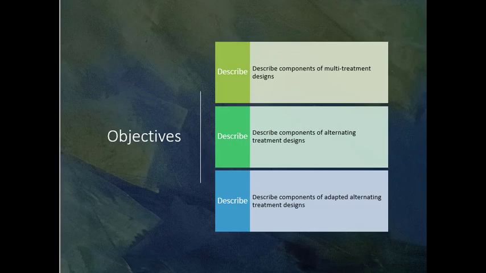Three main objectives are: 1. Describe components of multi-treatment designs. 2. Describe components of alternating treatment designs. 3. Describe components of adapted alternating treatment designs. This presentation will also include a description of the parallel treatments design.